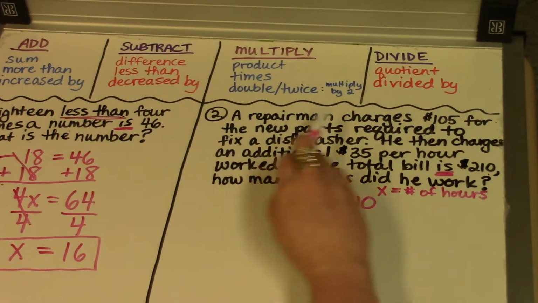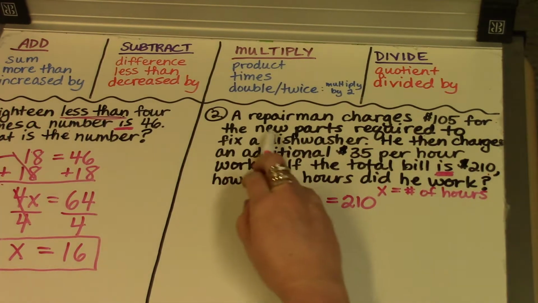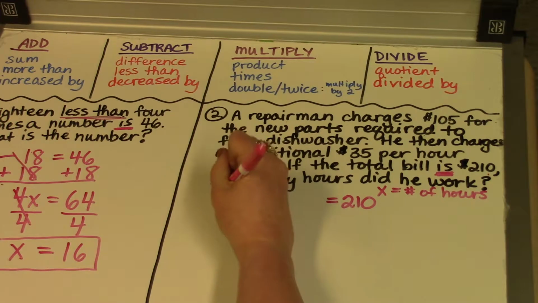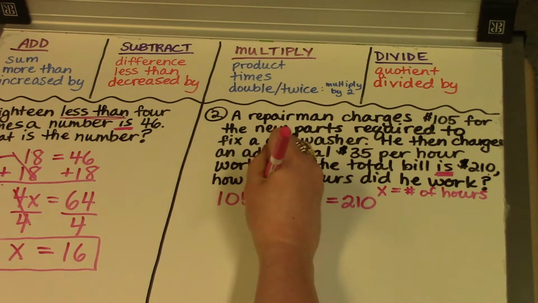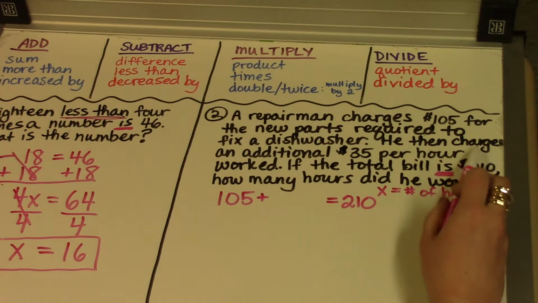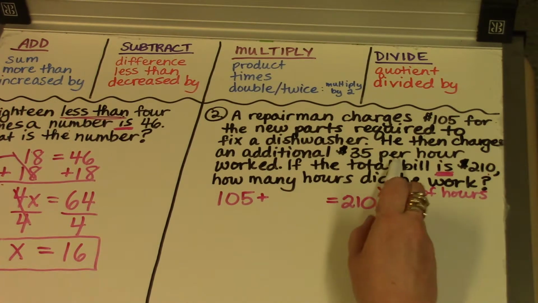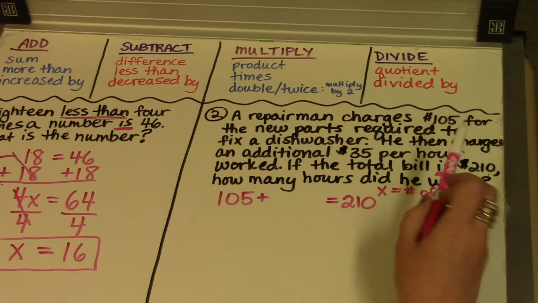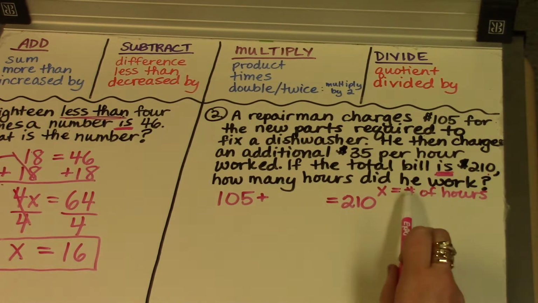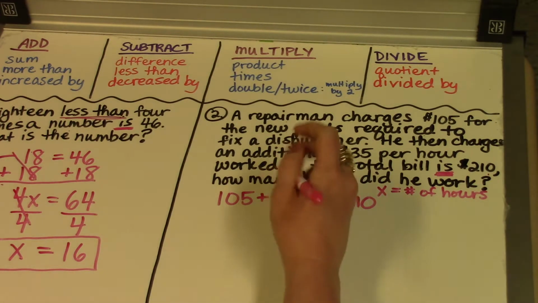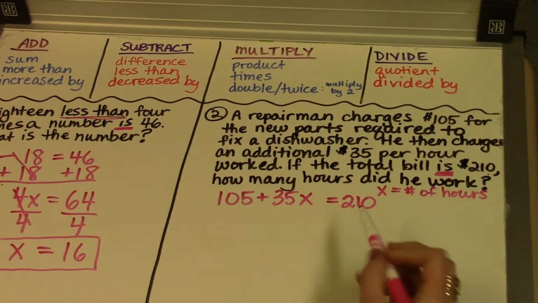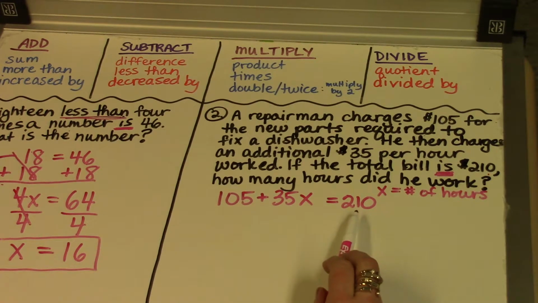The fact that the repairman charges $105 for the new parts, that's going to be a one-time fee that I'm going to have to add into the total cost. And then because he charges $35 per hour, but we don't know how many hours he worked, I need to multiply $35 times the number of hours that were worked, which is 35x. Again, now I have an algebraic equation that I can solve.